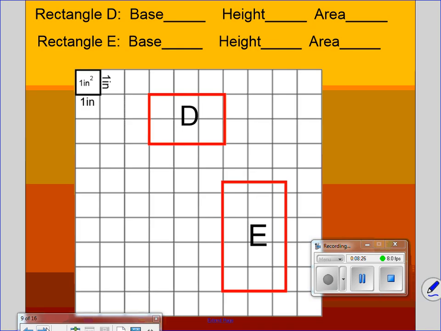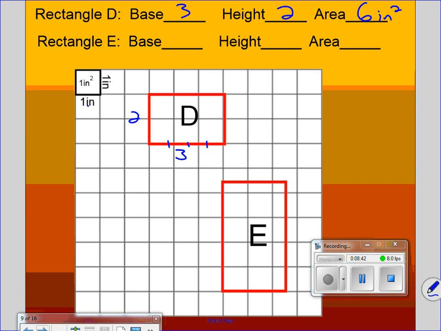Take a look at here. We have rectangle D, base height. So I have a base of 1, 2, 3. Base is 3, height is 2. My area is a 6. What's my unit? Inches squared.